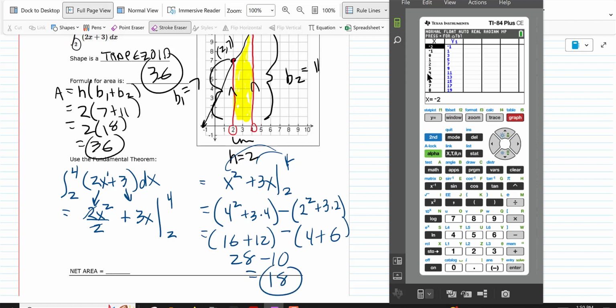Okay, I was going too fast on that trapezoid thing. I got 36 and 18. I gave you the wrong formula for the trapezoid. The trapezoid is 1/2 the height times the sum of the bases.